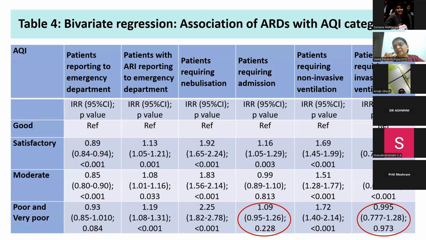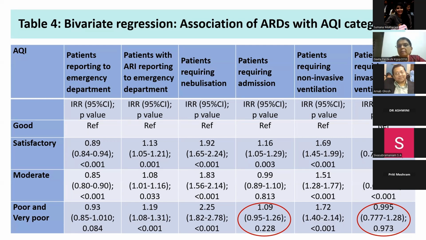So there is a significant increase in the number of patients, or the risk or the incidence of ARI coming to the emergency department, and by this percent. This is how you will interpret your regression results.